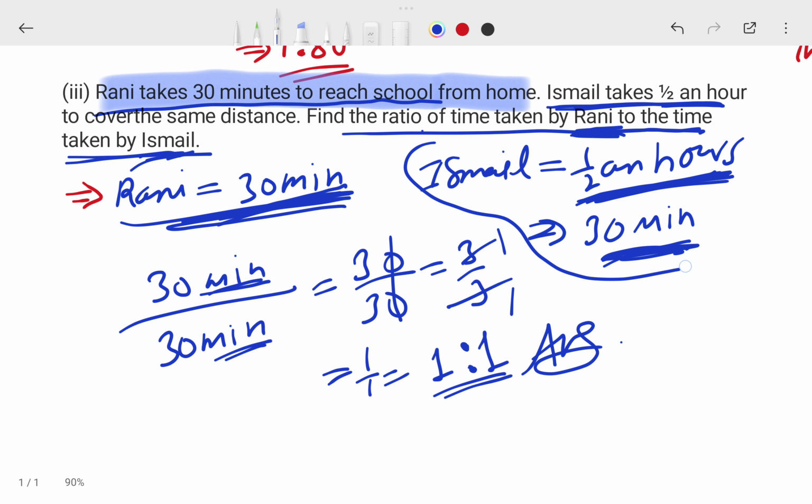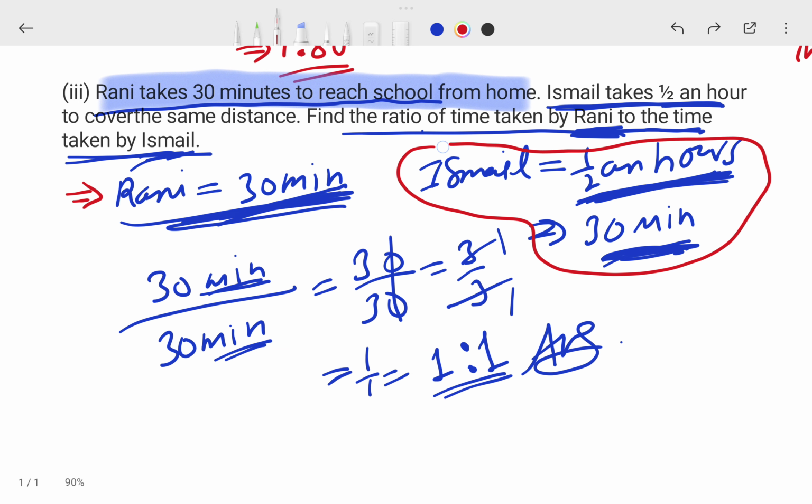So she takes, here I will write it like this, which is going to be easier to understand. She takes 30 minutes only, 1 by 2, half an hour means 30 minutes only. So then this is 30 and 30, 0 and 0 get cancelled. What will be left? 3 and 3 are left. Otherwise you can do it like that, 3 ones are 3, 3 ones are 3. But generally here also you can say 0 0 cancel, 3 3 left. So 3 ones are 3, 3 ones are 3. So what is left? 1 by 1 left. So if you have to write it in ratio, we write it as 1:1. So that's it.